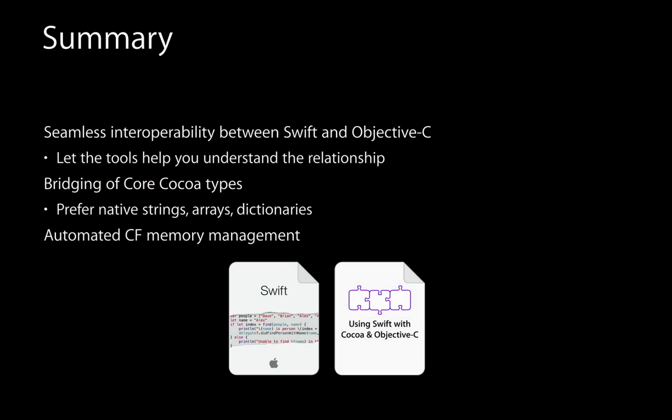So let's wrap up here. We've talked about a lot of different topics. We've talked about interoperability between Swift and Objective-C. We've talked about a whole lot of rules about how that works, but let the tools and documentation help you. They can show you Swift and Objective-C side by side, so you can get a feel for how your Objective-C APIs work in Swift. We've talked about some of the details of bridging core Cocoa data types and using Swift's native types. And we talked about automated CF memory management available in Swift.